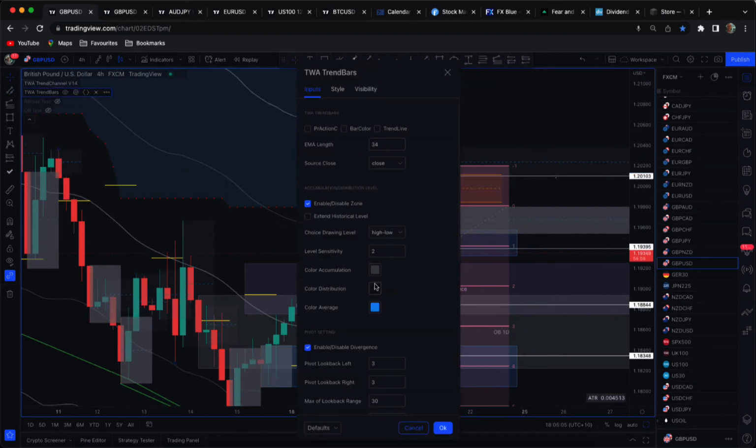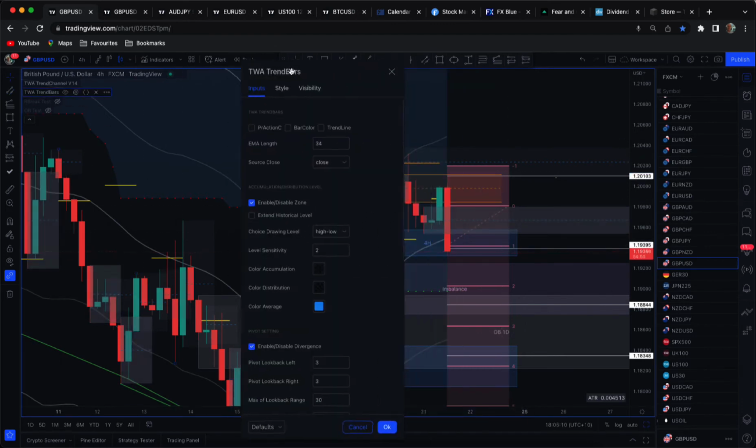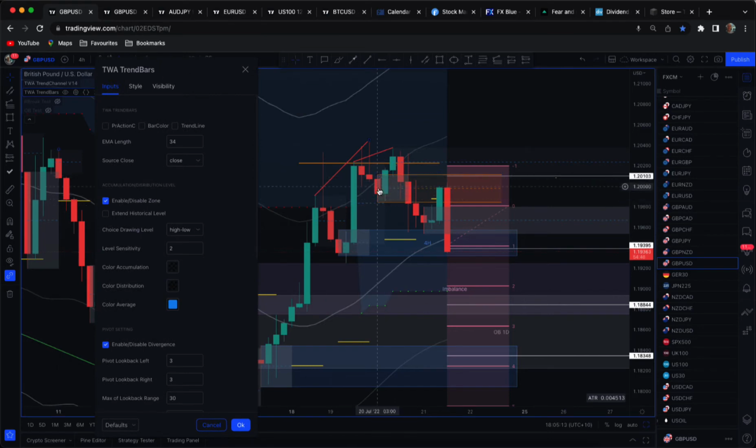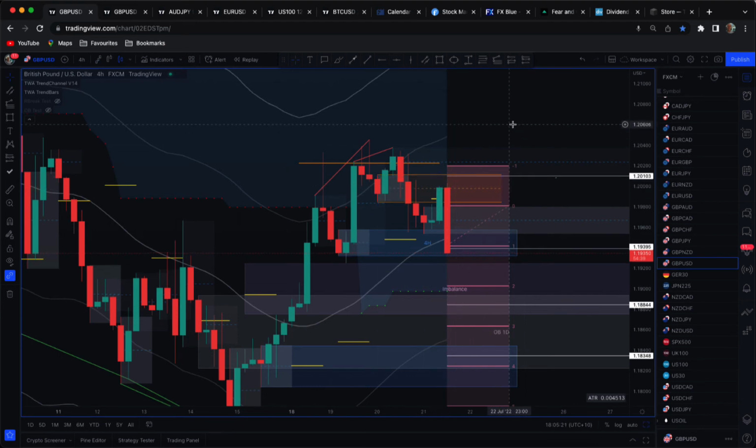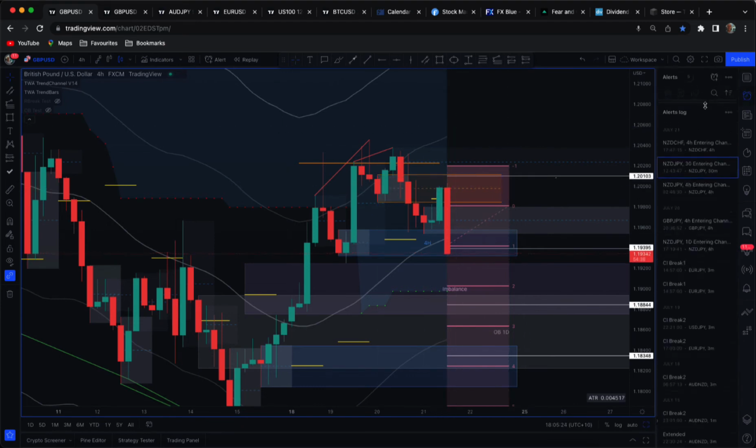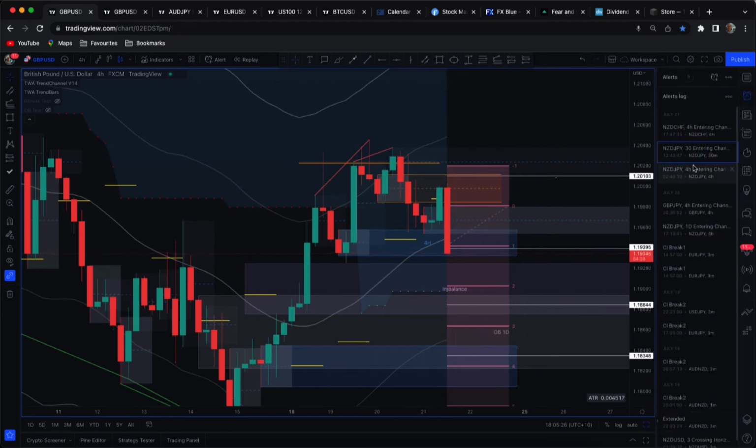I'll just back that off. Accumulation distribution levels. In fact, it's actually a bullish order block on the 4 hour. I'm looking for the opportunity in here, and our alerts go off. Look at all these trades. You want to absolutely take notice of these. These are incredibly high probability alerts.